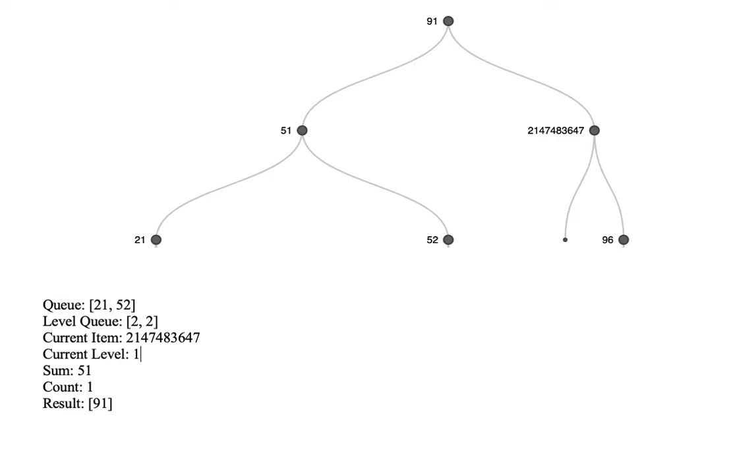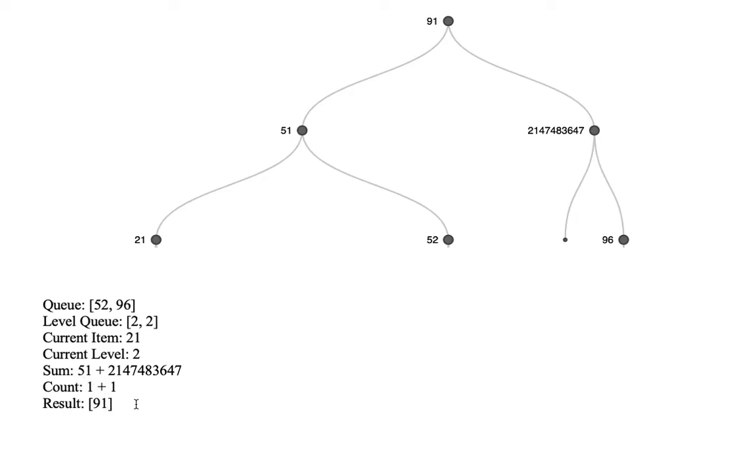Since it is the same as the previous level, we just continue and add it to the sum and increment the count, which is the counter of the number of nodes in this level. Okay, then we'll need to add the children of the current item. The current item has only one child, which is 96, so let me add that and add its level, which is again 2. Now again removing from the head of the queue, we remove 21. So my current item becomes 21, and also remove the current level, which is 2. So the current level becomes 2.